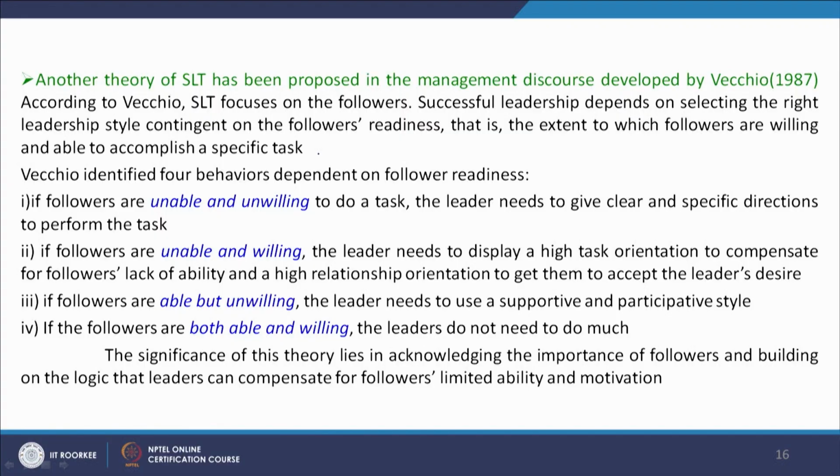The other is followers who are unable but willing, then the leader needs to display a high task orientation to compensate for followers' lack of ability, and a high relationship orientation to get them to accept the leader's desire. That means molding the followers as per the leader's desire. So, here a high task orientation working style is more important for such kind of followers' readiness, that is unable and willing. The third is the followers are able but unwilling.